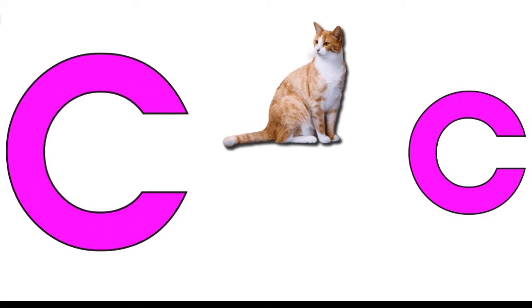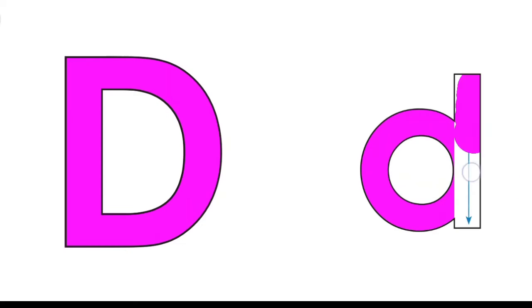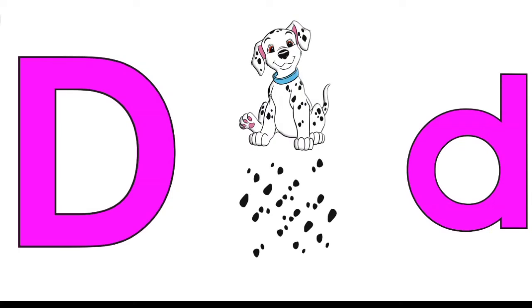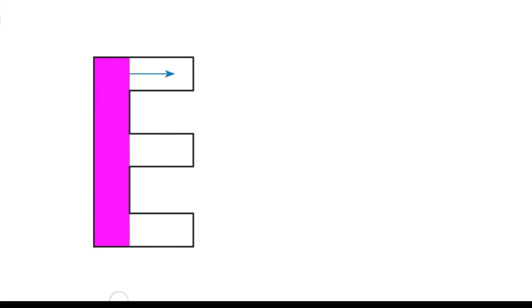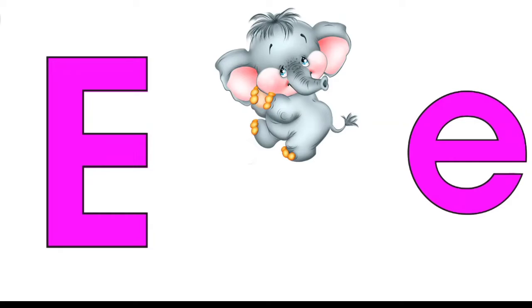C. C for cat. C for cow. D. D for dog. D for dots. E. E for elephant. E for egg.